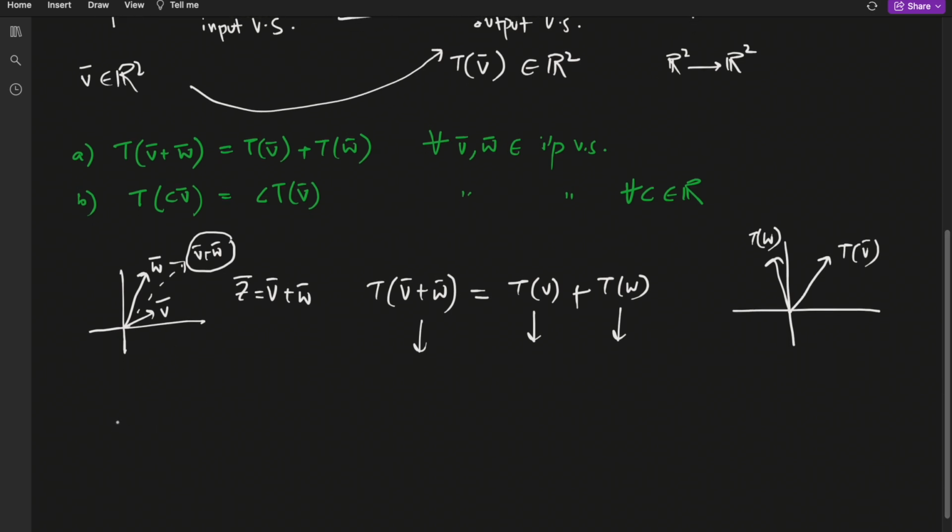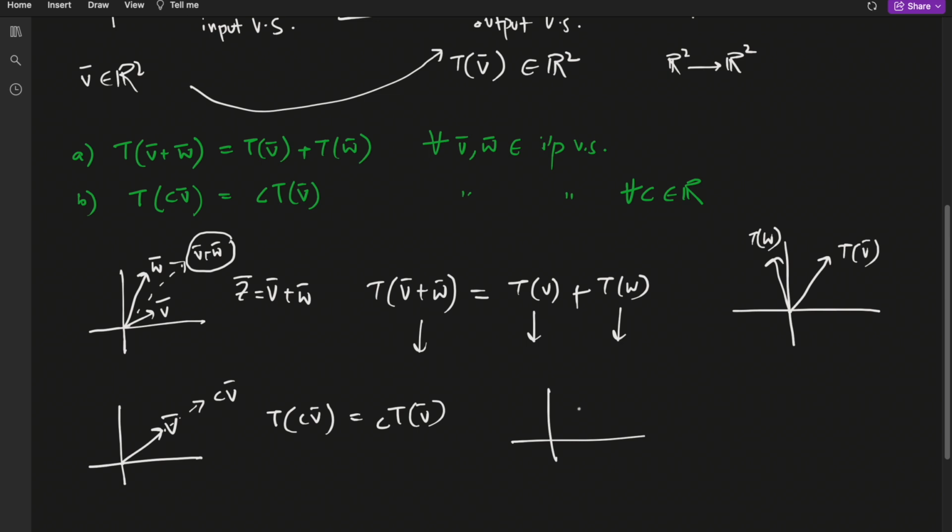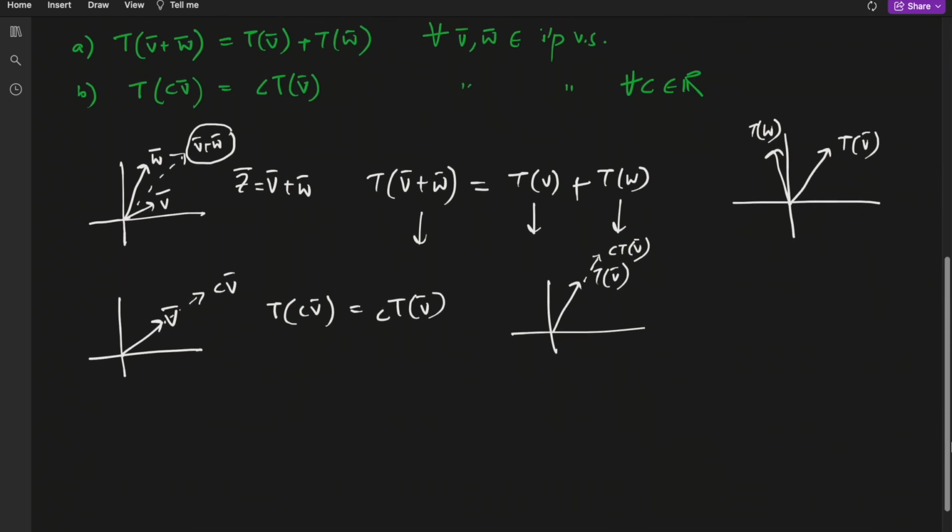Second is also very similar. Second is saying that, for example, if we have only one vector v and we scale it by c, and this becomes c times v, then the transformation of c times v is the same as if I first transform v and then multiply by c. So for example, if I first transform v, so this is Tv, and then I scale it, this becomes c times Tv. Okay, so these are the two conditions.